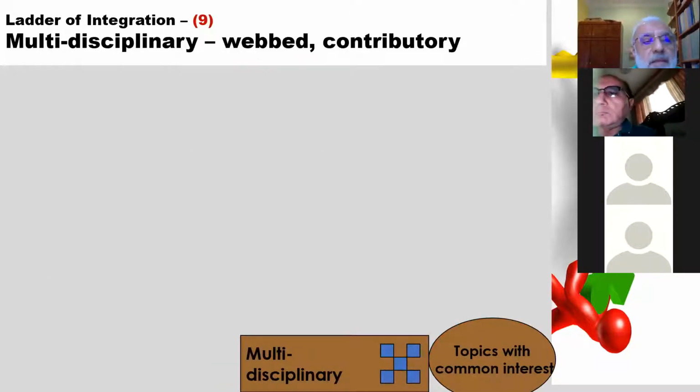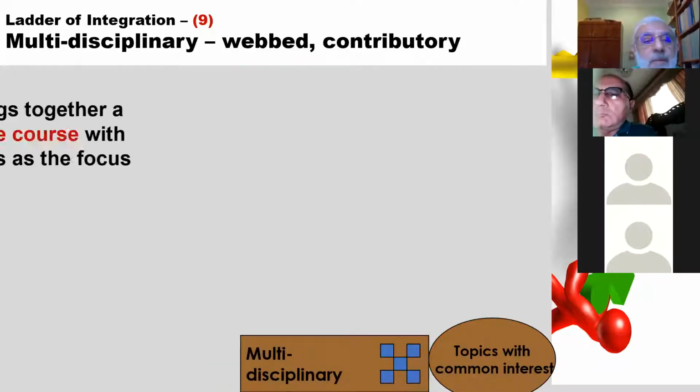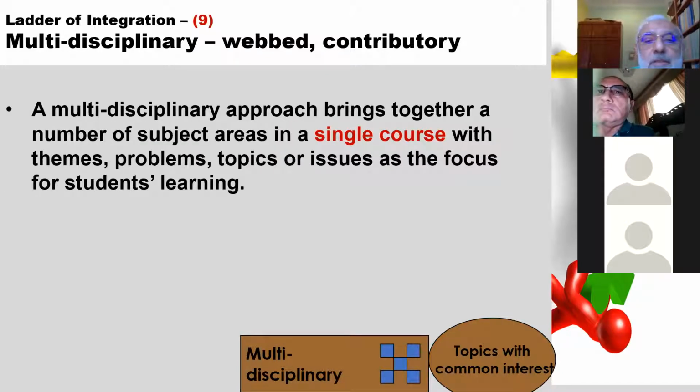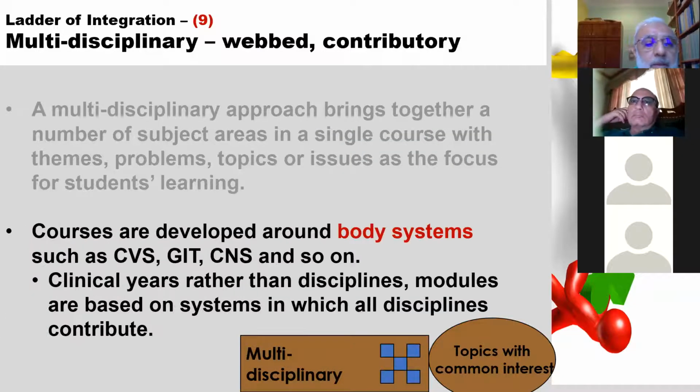The next level is multidisciplinary or webbed. A multidisciplinary approach brings together a number of subject areas in a single course, with themes, problems, topics, or issues as the focus for students. Courses are developed around body systems.